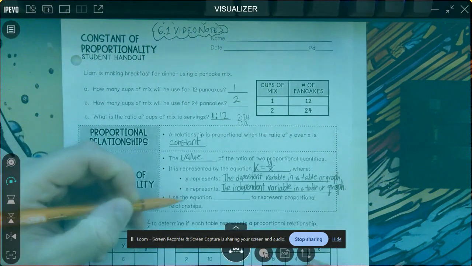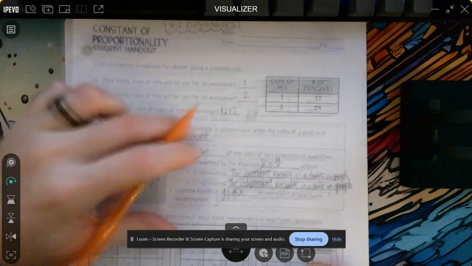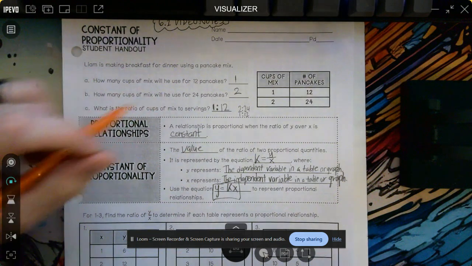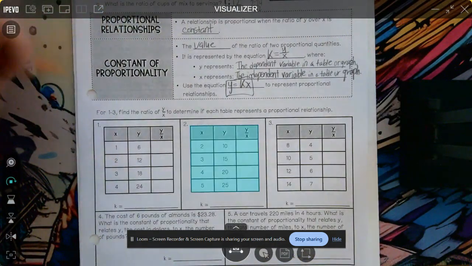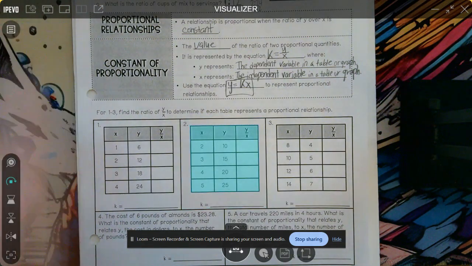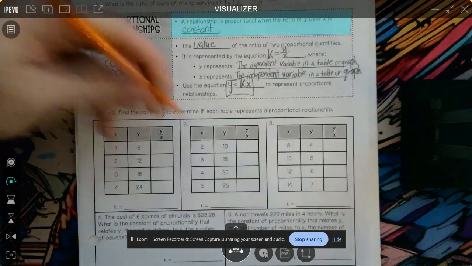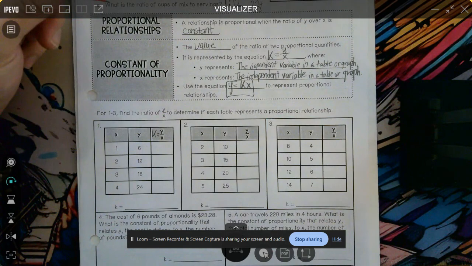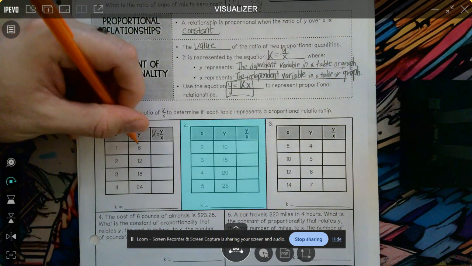So we're going to use the equation y equals kx to represent proportional relationships. Highlight or star or box in y equals kx. You're going to be using that equation a lot this unit. So here we go. We're going to practice in tables 1 through 3 finding the k value. So y over x. I want you to also write the k value. So k value equals y over x, the y value divided by the x value.